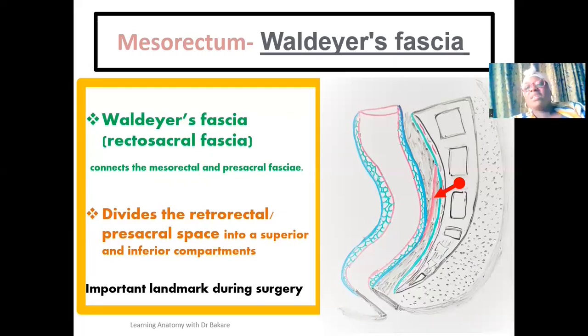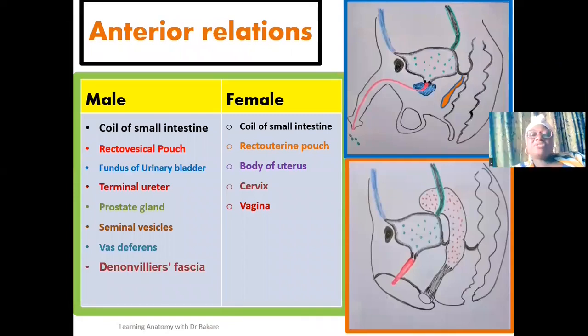All these structures that we have highlighted at the posterior region of the rectum are important landmarks during surgery. So let's try and delve more into the anterior relations of the rectum. Structures that are related anteriorly to the rectum in both the male and the female are not the same because of the peculiarity of the reproductive system. For the male, we have the coil of the small intestine.